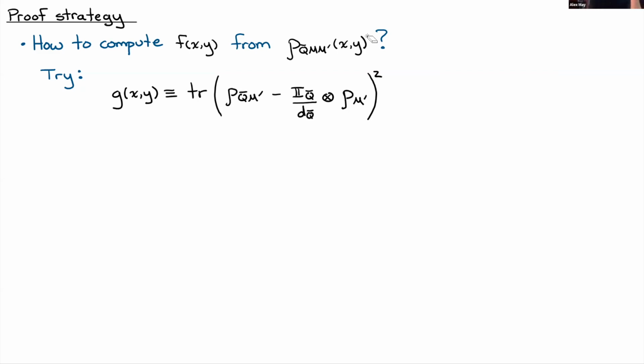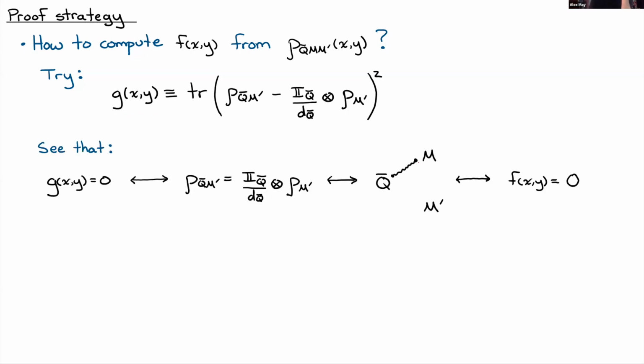One thing that you can do to compute this is to compute this other function that I call g, and we sometimes refer to as the structure function. Okay. So how is g defined? Well, it's defined like this. So we take the marginal of rho on Q bar M prime, and then we subtract from that a tensor product of its marginals on Q bar and M prime, take the square, and we take the trace, and that's giving you g.